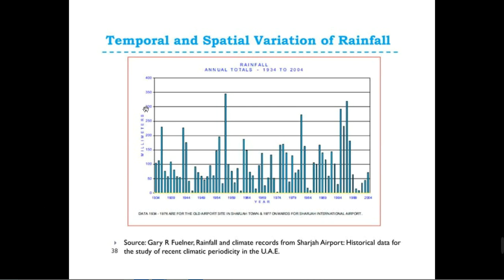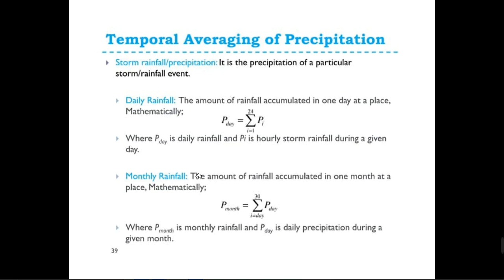Temporal and spatial variation of the rainfall. This one, the rainfall annual totals. Temporal averaging of precipitation: storm rainfall precipitation is the precipitation of a particular storm or rainfall event. Daily rainfall is the amount of rainfall accumulated in one day at a place, mathematically, where P is the daily rainfall and P is the storm rainfall during the given day.